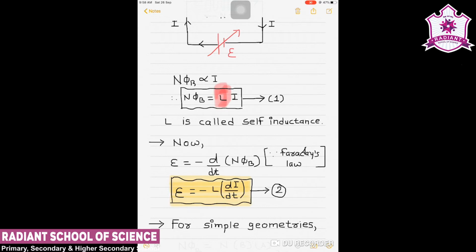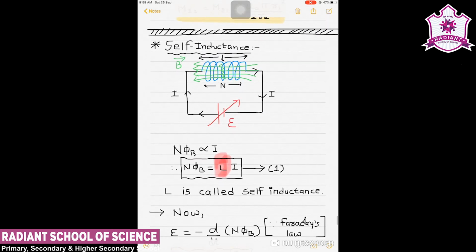Now L is already a constant, so it is taken out, and di upon dt is the remaining term. Thus, the self-induced EMF always opposes any changes of current in the coil, which may increase or decrease. Now, the same thing as deriving equation number 2 is also possible for a simple geometry of this figure above.